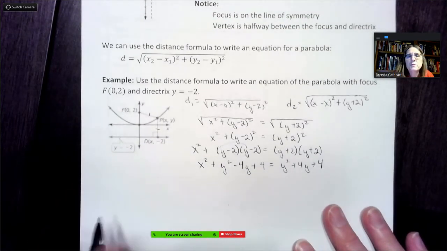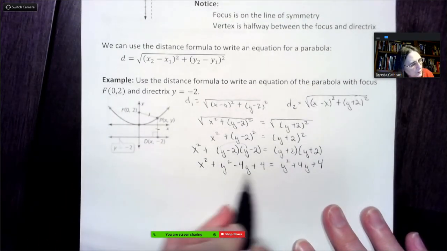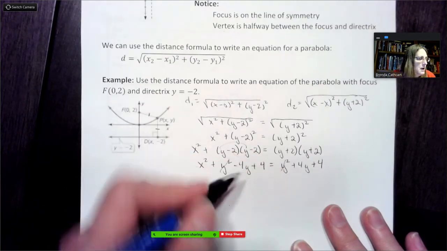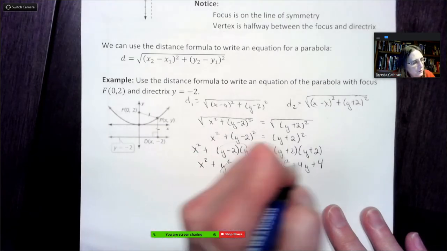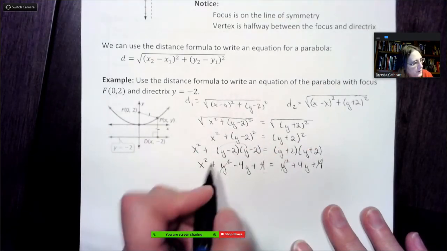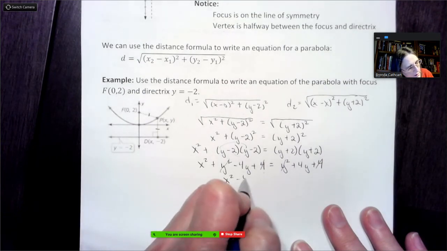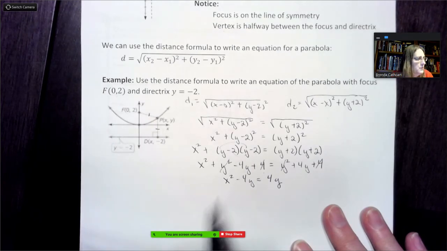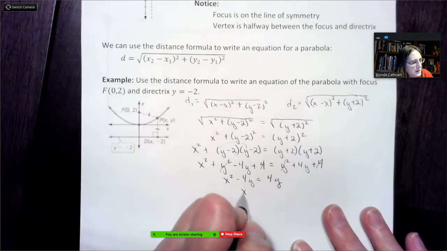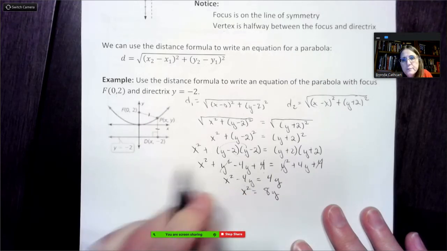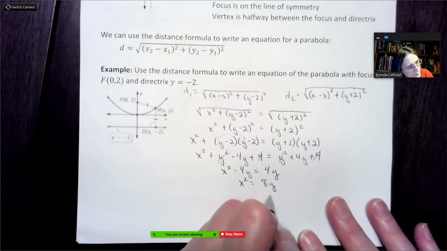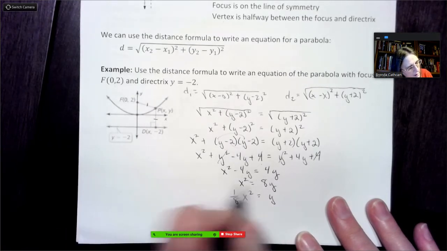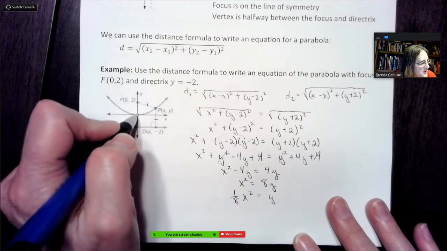Now let's do some simplifying. Notice on each side we have a y squared, so subtracting y squared from each side makes those two 0. And the same thing with 4, subtracting 4 from both sides, and the 4's drop out. So that leaves us with x squared minus 4y equals 4y. Solving for y by adding 4y to both sides gives us x squared equals 8y. And then solving for y is equal to 1/8 x squared.